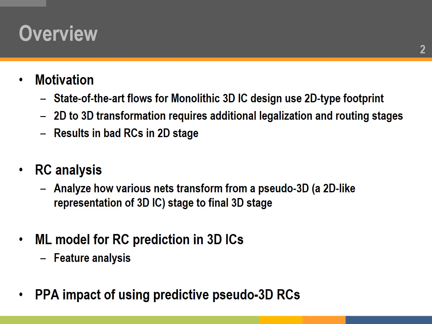So we analyze some of the net metrics versus the RC discrepancy to study how different nets behave when transformed from 2D to 3D and how different metrics can impact this discrepancy. So we implement a machine learning model that can predict these RC values of a net in 3D design just from their 2D metrics, and this training model also helps us to analyze the importance of various features towards this RC prediction task. And finally, we show the impact of PPA and RCs with the help of our ML model on some of the unseen netlists that we never used during training.